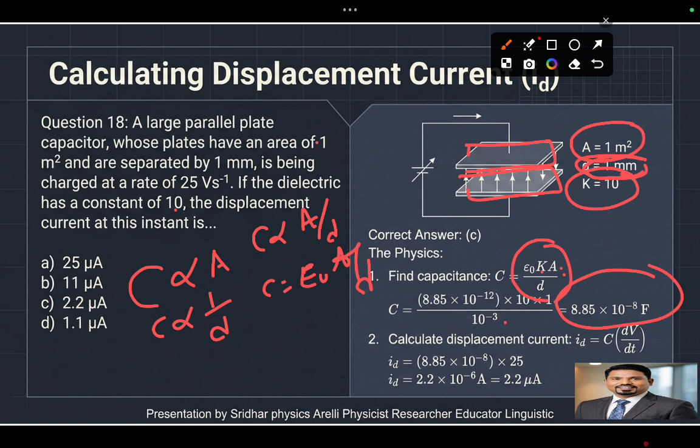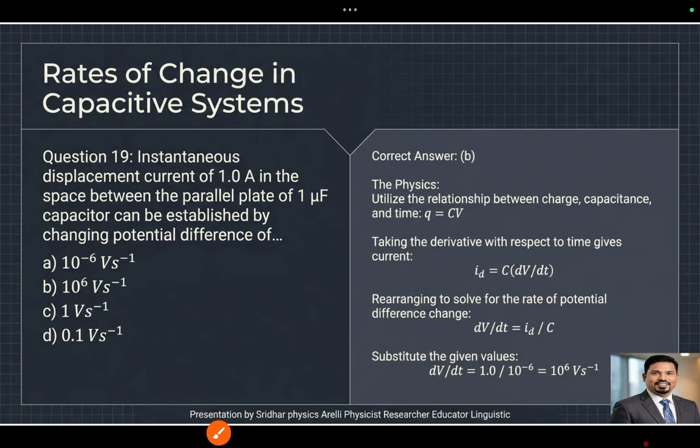Now your question is the displacement current. What is the displacement current formula? ID equal to C into dV by dt. What is C? 8.85 into 10 to the power of minus 8. What is dV by dt? It is already given, the charging rate is 25 volt per second. So replace the data and simplify. That is about 2.2 microamperes. Next question.